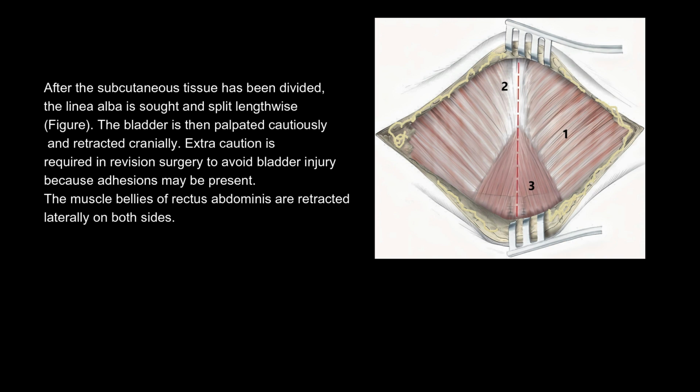After the subcutaneous tissue has been divided, the linea alba is sought and split lengthwise. The bladder is then palpated cautiously and retracted cranially. Extra caution is required in revision surgery to avoid bladder injury because adhesions may be present. The muscle bellies of rectus abdominis are retracted laterally on both sides. 1. Rectus abdominis. 2. Linea alba. 3. Pyramidalis.